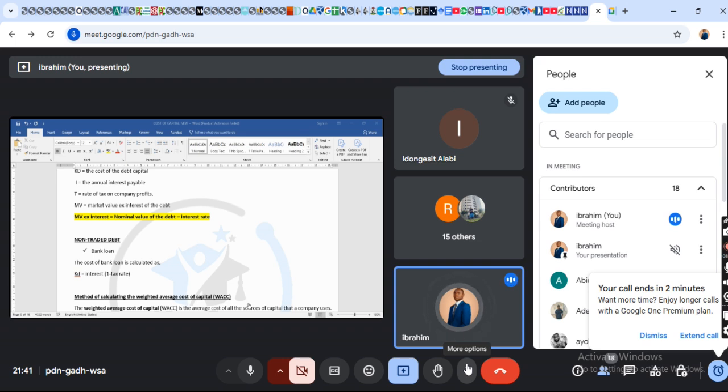Don't forget that all these, equity and debt, are all sources of finance, right? So how do you determine the cost of non-traded debt, which is bank loan? The cost of bank loan is calculated as interest times one minus tax rate.